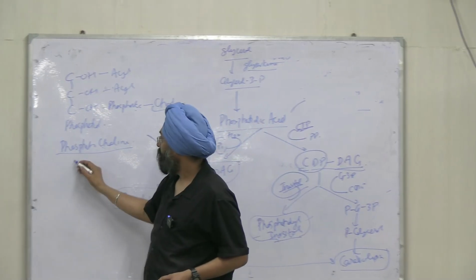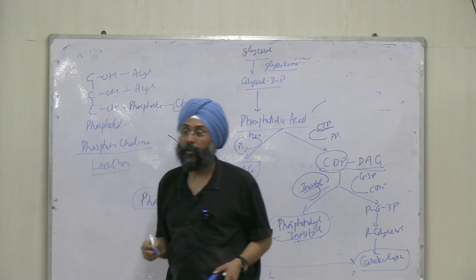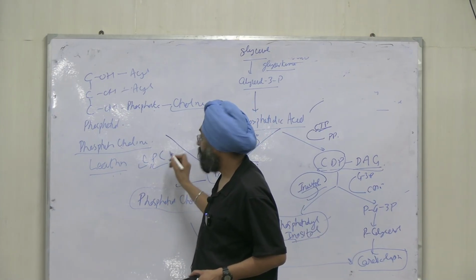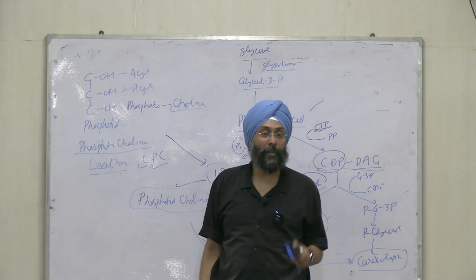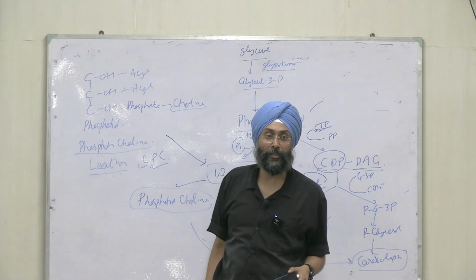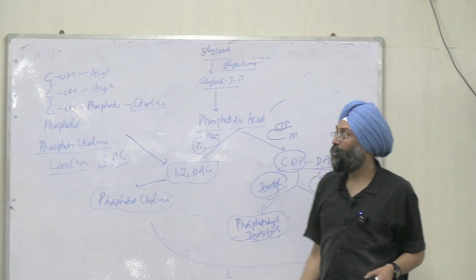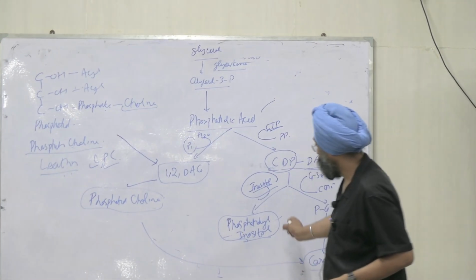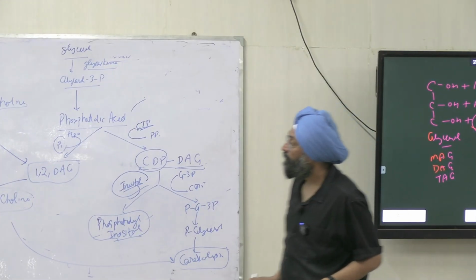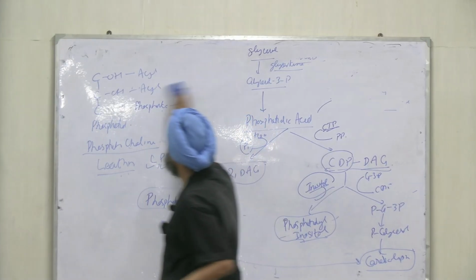Another thing, lecithin. Mnemonic LPC. Lecithin is phosphatidylcholine. Choline is present in the yellow part of the egg, that is egg yolk. Now we have phosphatidylcholine. We have phosphatidylinositol. We have cardiolipin. Right? Anything left? 2 are left. Right? I will draw here.